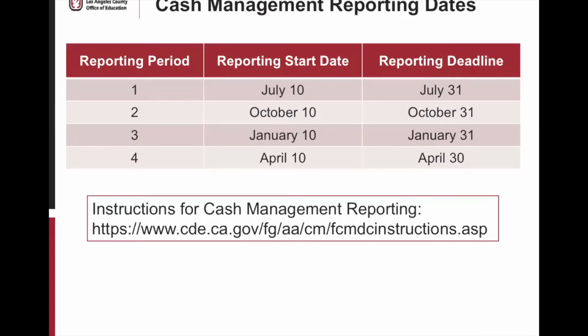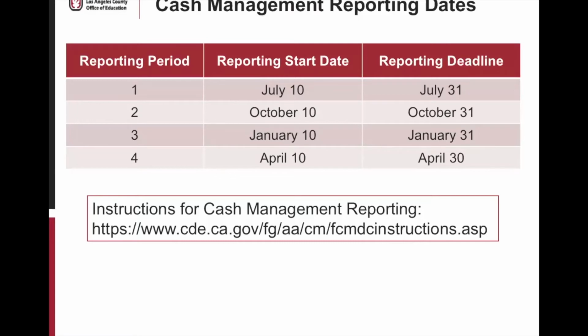All right, the next slide gives you the reporting dates. These are usually pretty standard. You can see the quarterly dates. There's a date you can start reporting, and then there's a final deadline date. You can start reporting early, but it's good to check the deadline date to make sure you've captured all your expenditures. And you'll see the link here where you can find all the instructions and information for cash management reporting.